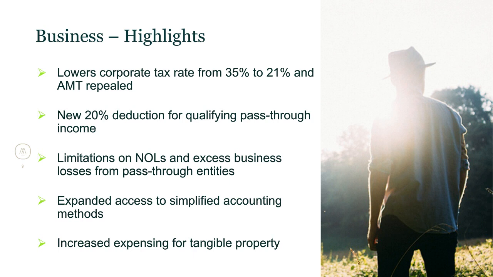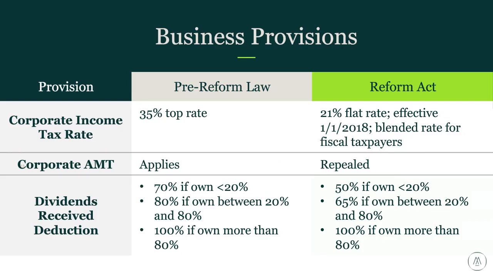And then finally, for many of the for-profits, especially in this industry in the long-term care space, the increased expensing for tangible property is much more favorable, and we'll dive into some of those specifics as well. Again, this is just a summary of a few of the items, largely on the corporate level, C corporation level, that the rate is changing from 35 to 21. To the extent that you are a fiscal year taxpayer, you'll experience a blended rate between the splits in those years, those calendars. AMT, as I mentioned, has been repealed for corporations, and then there are a few changes to dividends received deductions for corporations.